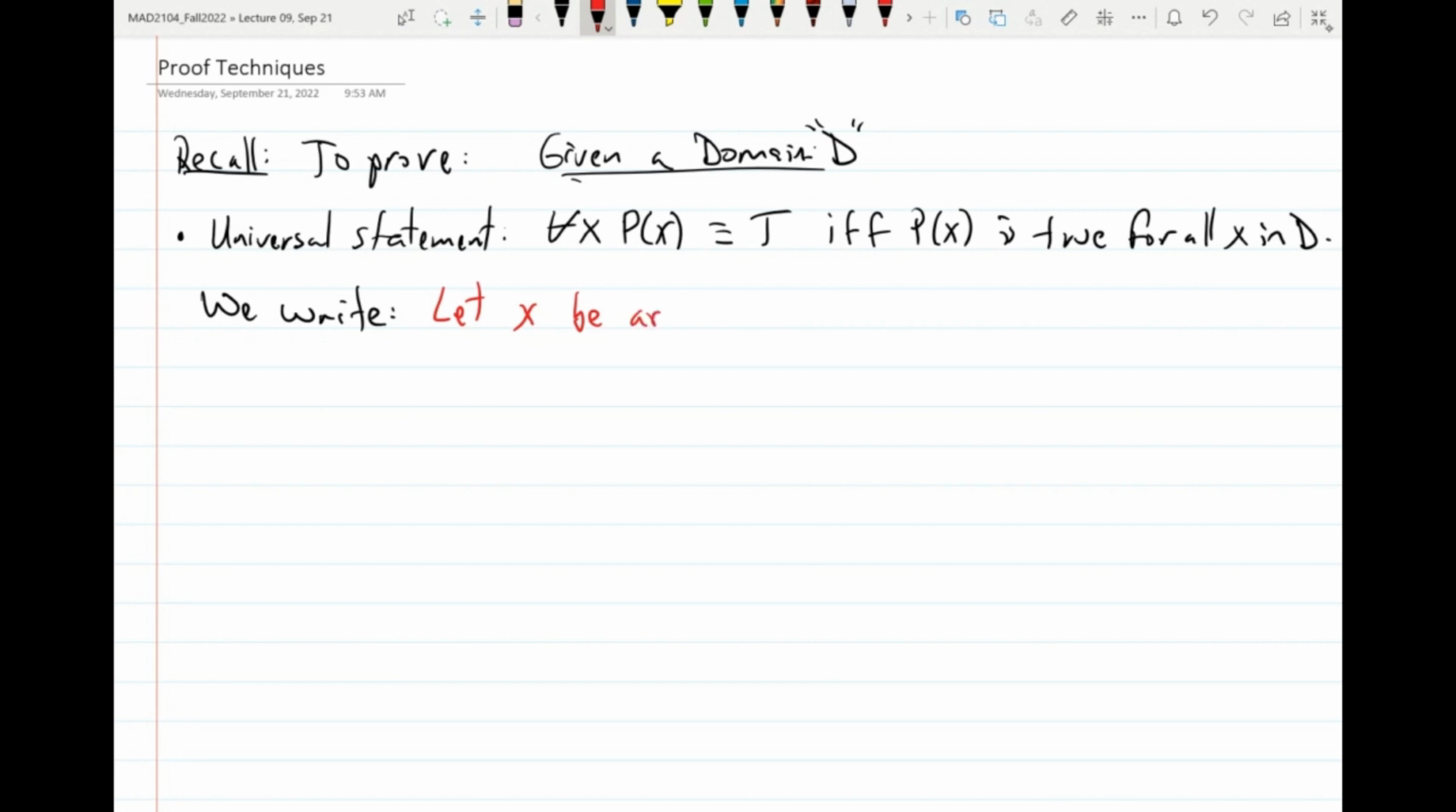So let x be an arbitrary element in the domain D. Then you argue and you show, so let x be an arbitrary element, then, etc. At some point, you would like to say that p of x, whatever p is, is going to be true. If it's true for this arbitrary x, it means it's true for everybody.